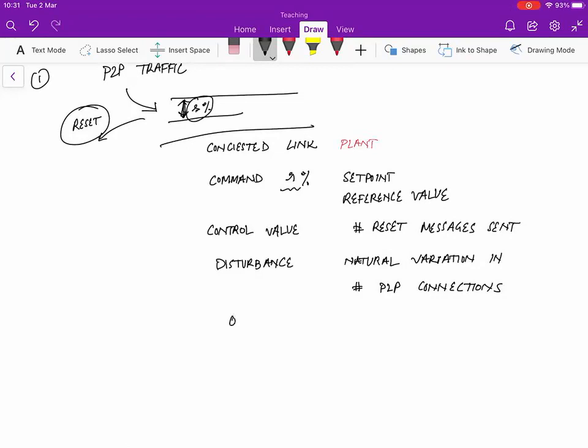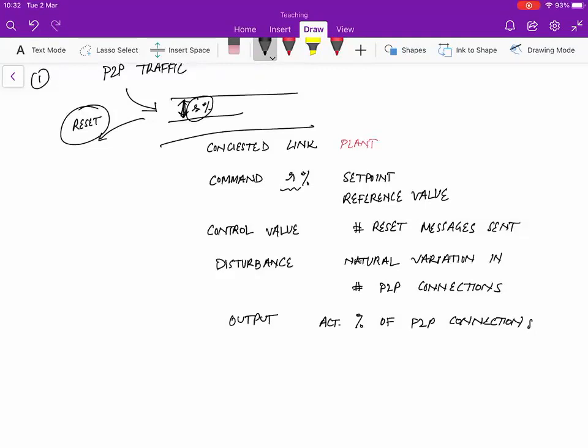And then the output, this is the value that we care about, is the actual percentage of P2P connections, which could be less than R, obviously. Okay, so any questions about this?